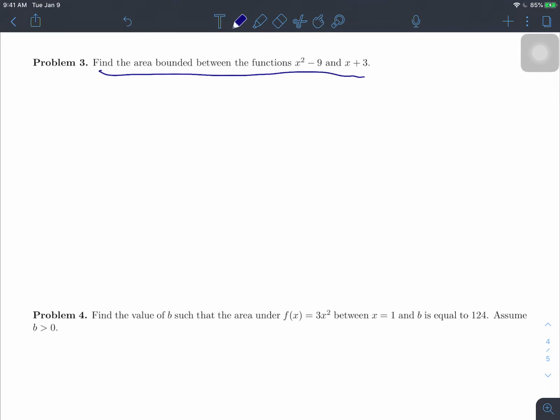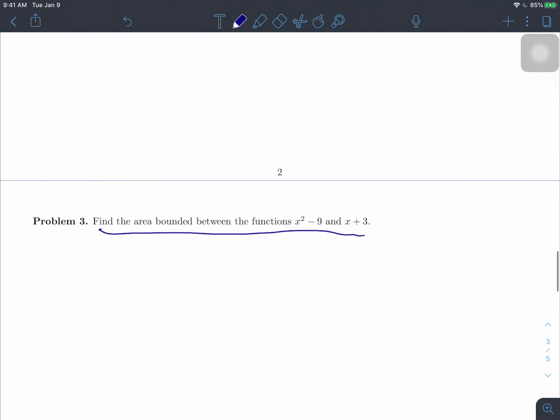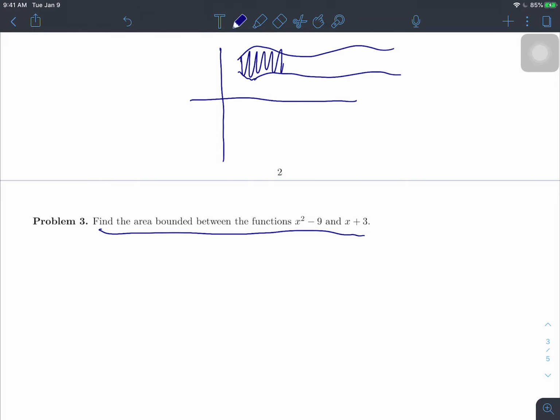Okay, we learned last time that the area between two functions, so this blue area here, is just going to be the area under the top function minus the area which is under the bottom function. So it's just the integral of f of x minus g of x dx. That's how we found the area between curves.